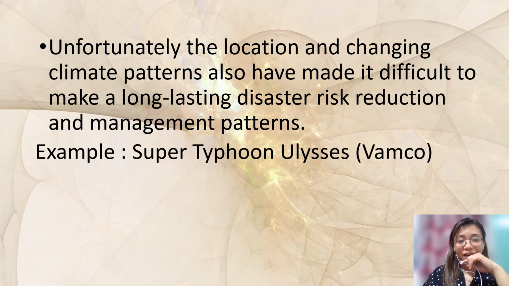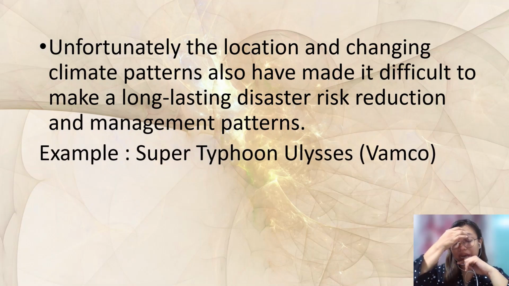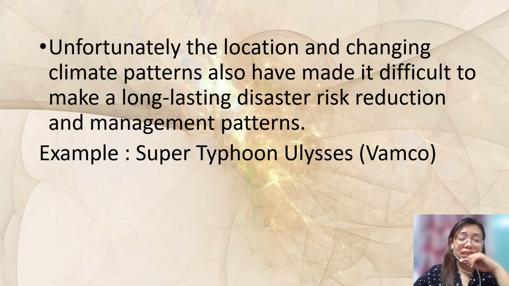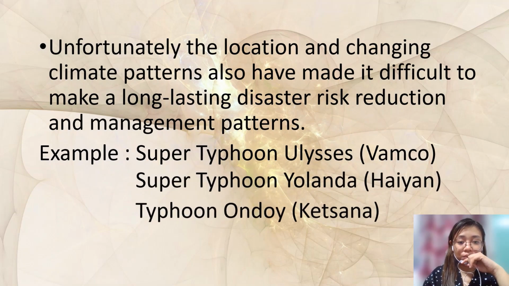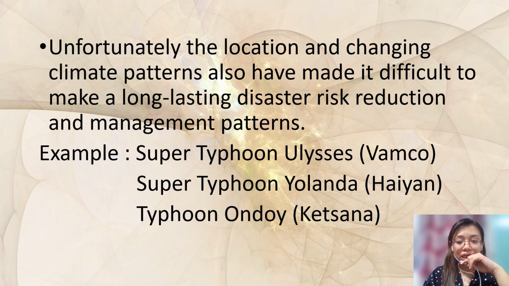So again, unfortunately, the location and changing climate patterns have also made it difficult to make long-lasting disaster risk reduction and management patterns. For example, Super Typhoon Ulysses, which is under the Vamco disaster risk reduction management pattern. We have also Super Typhoon Yolanda, which is under Haiyan DRRM patterns, and Typhoon Ondoy, Ketsana.